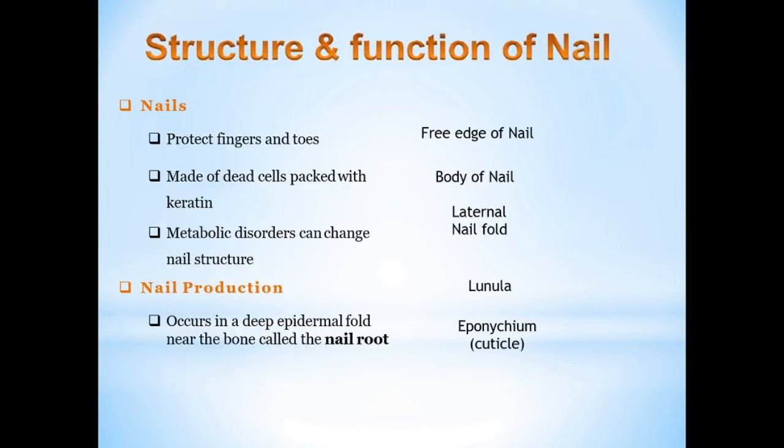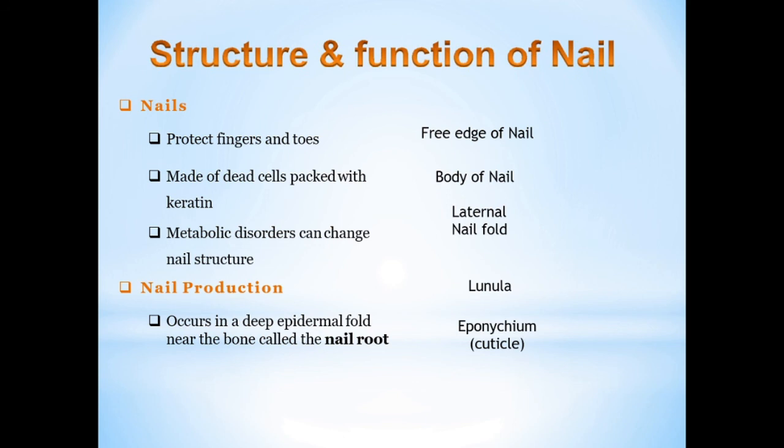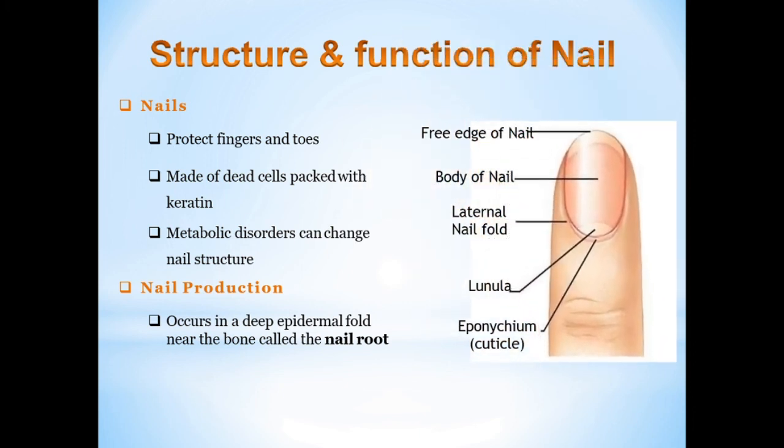Now we'll see the structure and functions of the nail. The nails protect the fingers and toes, and they are made up of dead cells packed with keratin. The metabolic disorders can change nail structure, and nail production occurs in a deep epidermal fold near the bone called the nail root. This is the diagram of the nail of human.